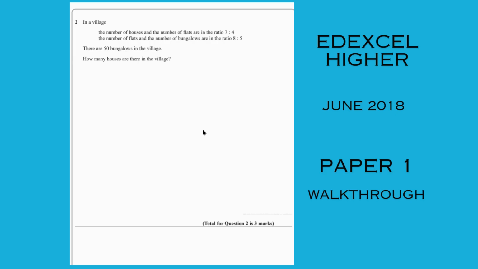Number 2, the old favourite, I say, in quote-unquote terms. Well, wordy ratio, so one thing at a time. In a village, houses, flats, 7 to 4. Flats and bungalows, 8 to 5. 50 bungalows. Get the information in. Realise it's times by 10 on the right, so same goes there.